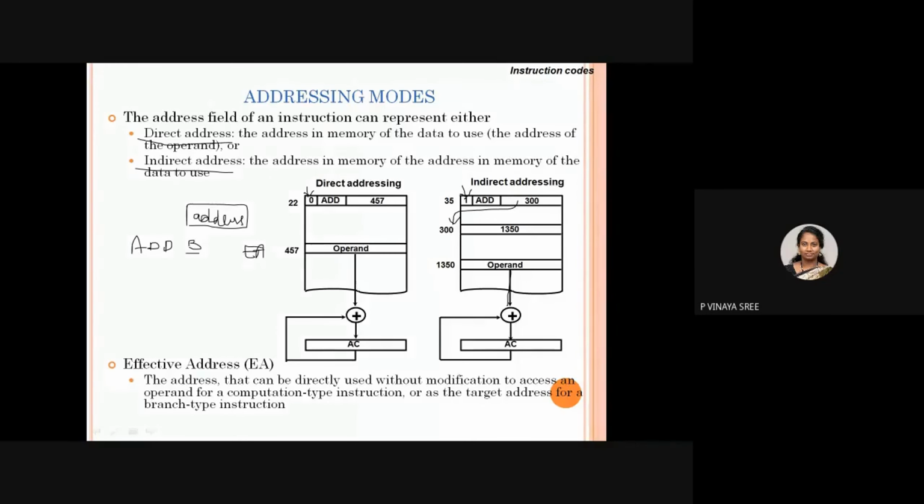Other than that, there are many different types of addressing modes. Before going into the addressing modes, what will reside in this address? See here, this is an address. So how many different ways can an operand be accessed?